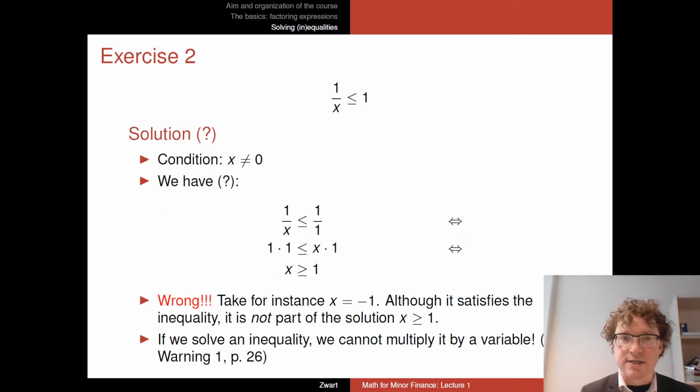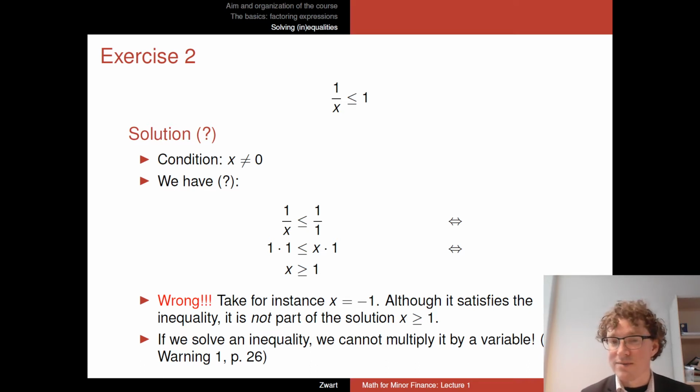Now consider the second exercise. Again, 1 over x smaller or equal to 1. How should we solve this? Again, first we remark that x is not allowed to be equal to 0, because we're dividing by x, and we do not allow dividing by 0. So should we solve this in a similar way? Let's again multiply by x on both sides. Then we get 1 is smaller than or equal to x, that is, x is bigger than 1. To some extent that's true. If x is bigger than 1, indeed, then 1 over x is smaller than 1.